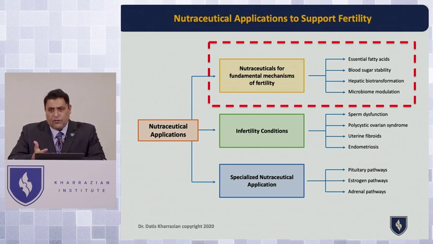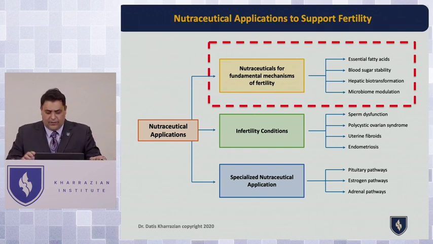So fatty acids are involved with prostaglandins, critical for male sperm function, critical for female reproductive function. Blood sugar stability is critical for things like PCOS and things that impact ovulatory dysfunctional pathways. Biotransformation of the gut and microbiome modulation are all critical for fine-tuning hormone interaction, hormone functions. So those are areas that I seem to like to work with first before I dive into specific protocols.